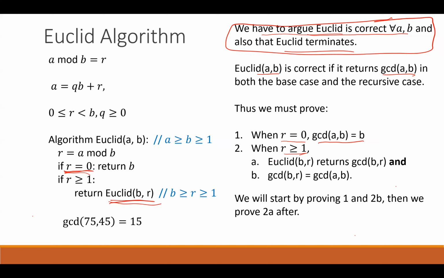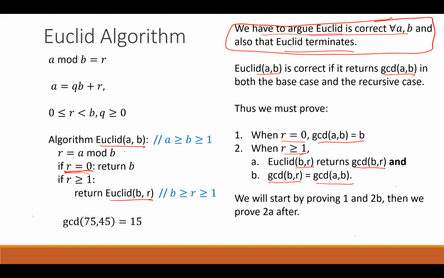If the remainder is greater, I want to prove that this returns the greatest common divisor of B and R, and also that the greatest common divisor of B and R is the same as the greatest common divisor of A and B. If I do that, then I can show that this actually returns the correct answer to this problem. Right, so hopefully that makes sense.